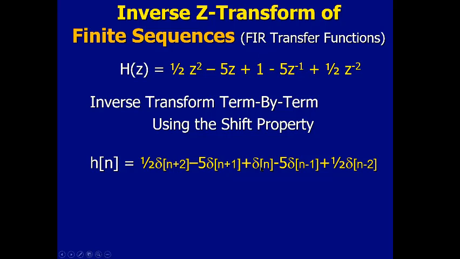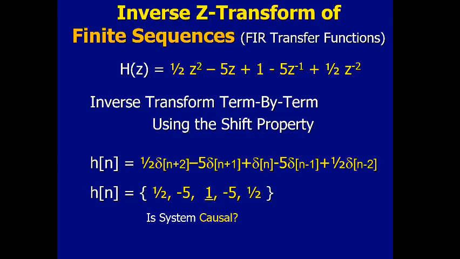1 transforms to delta sub n, and 5z to the minus 1 is a minus 5 delta sub n minus 1 for the time shift, and 1/2 z to the minus 2 transforms as 1/2 delta of n minus 2. So if we have a sequence like this, then it's very straightforward to just inverse z transform it term by term. And we get a bunch of basically sample values.